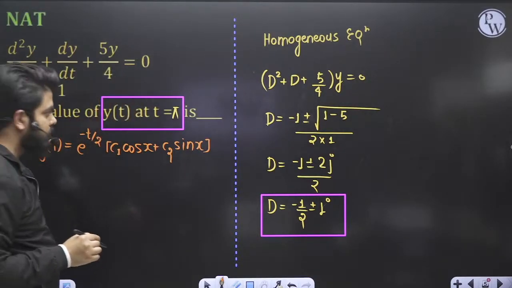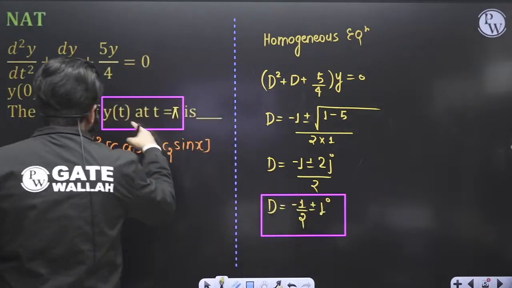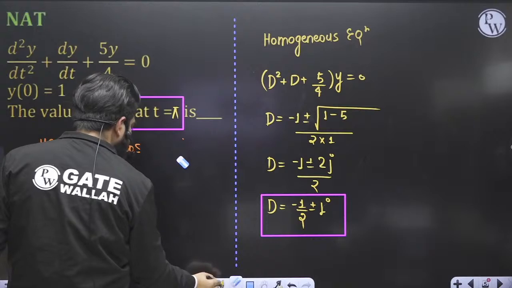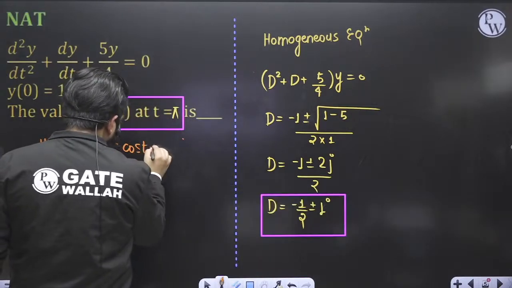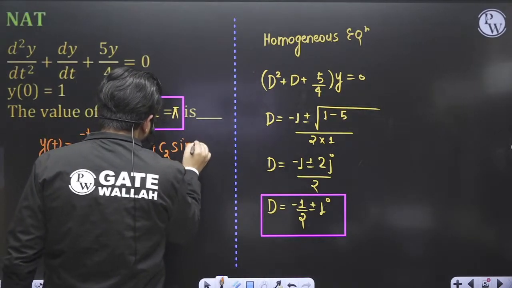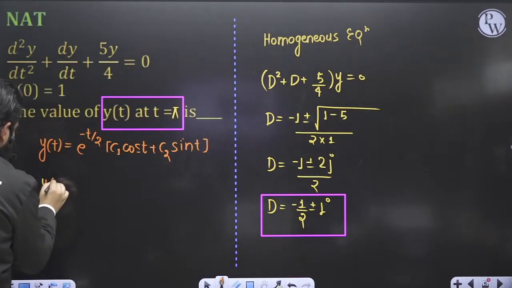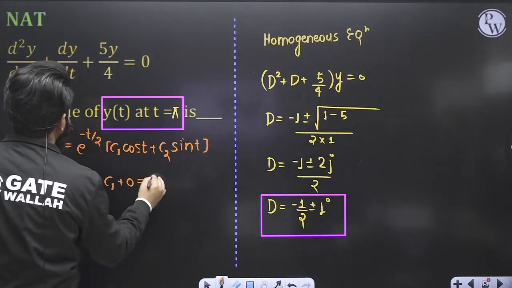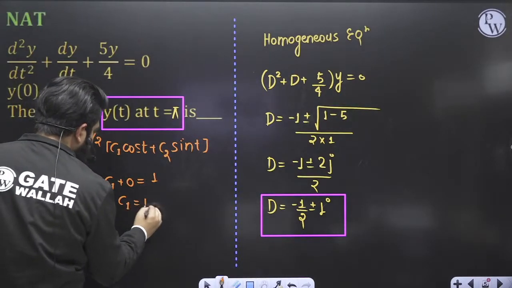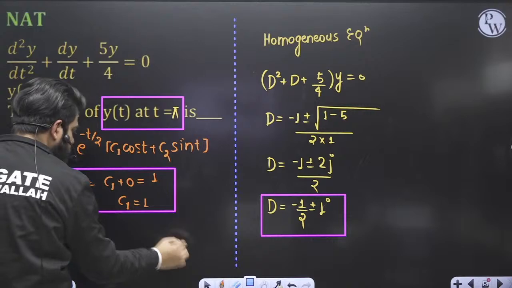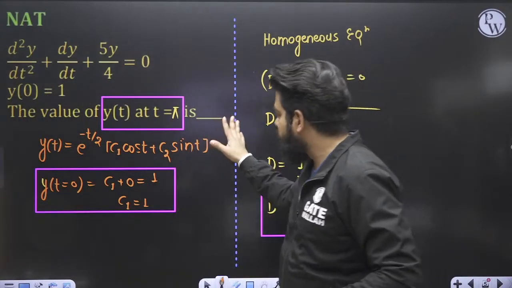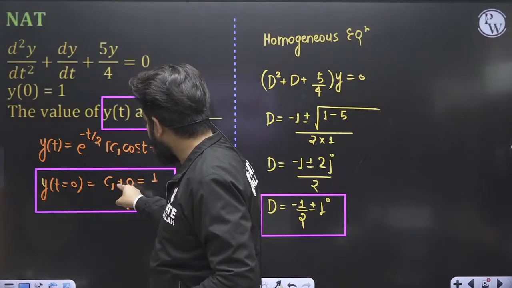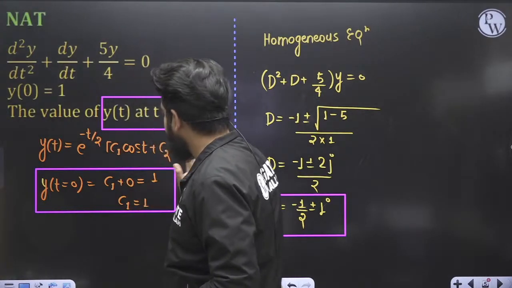Perfect. Now what is the value of y(t) at t equal to 0? Instead of x I should write t, because the independent variable is t. So this will become c1 cos t plus c2 sin t. Putting t equal to 0, cos 0 becomes 1, sin 0 becomes 0, so c1 plus 0 equal to 1, which means the value of c1 comes out to be 1.